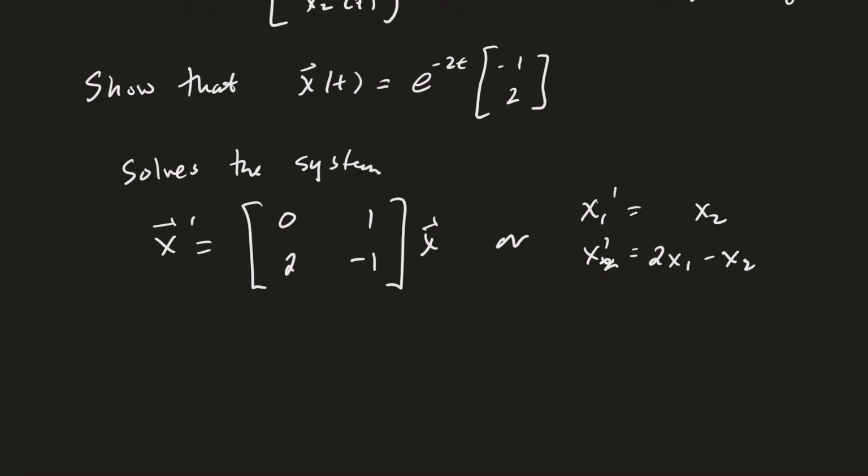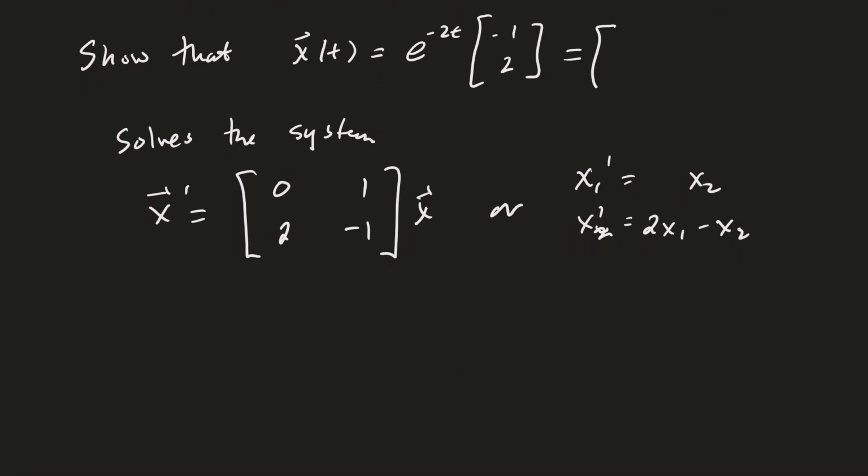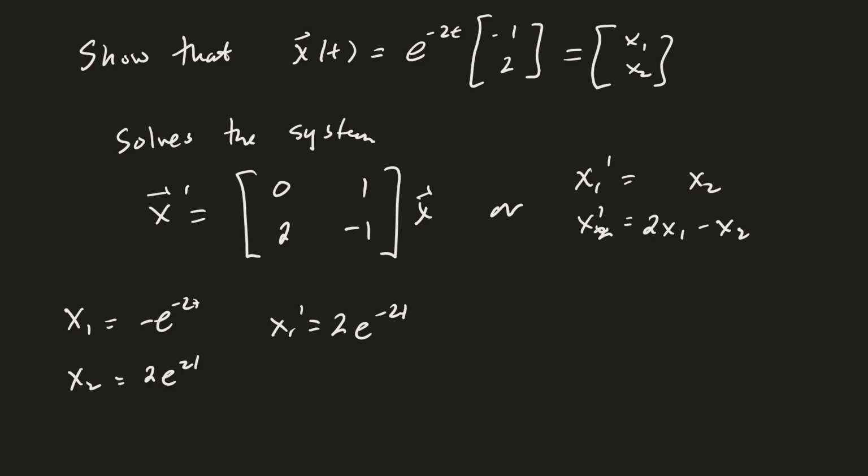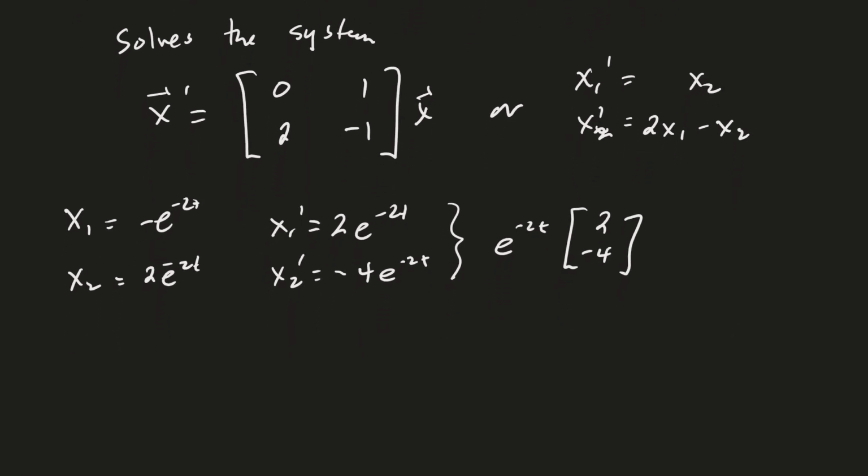So how are we going to show that? Well, this is our x1 and our x2. x1 is equal to minus e to the minus 2t. Therefore x1 prime will be 2 e to the minus 2t. x2 is equal to 2 e to the minus 2t, so x2 prime is minus 4 e to the minus 2t. Together, if I factor out the e to the minus 2t, that leaves me with (2, minus 4).